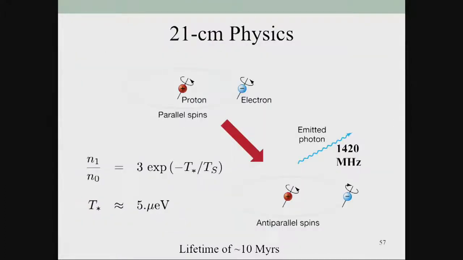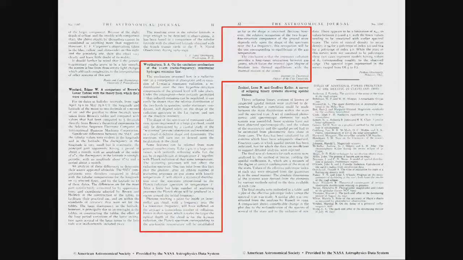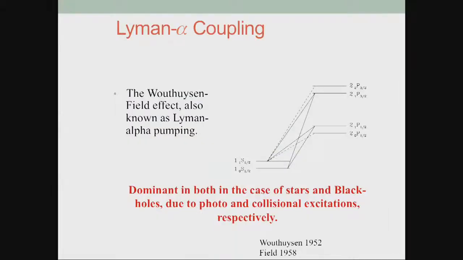Oh, I can do this, right? This is the paper of Wouthuysen. This is the paper, all of it. It's this marked by red, five paragraphs. All that he says is that there is a mechanism of excitation by Lyman alpha. That's all that he says in this. No calculation, nothing, just blah, blah. But yeah, you have to be first and lucky and do something important.